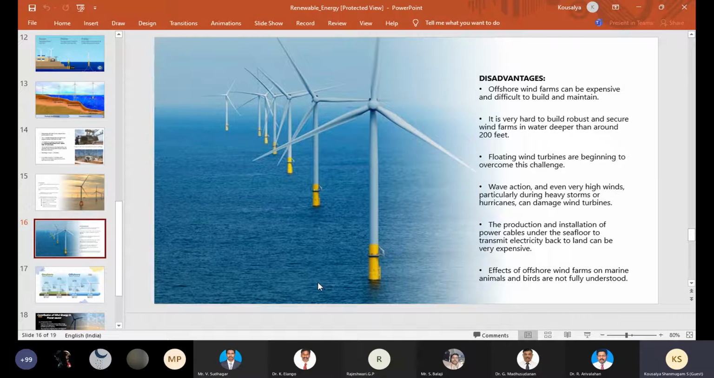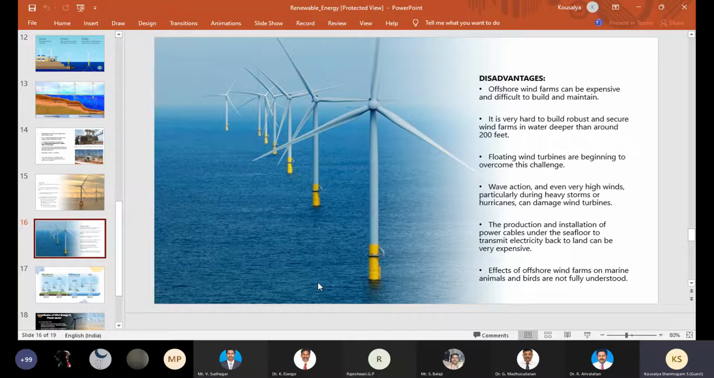And as it is placed in the ocean, if any cyclones or hurricanes occur suddenly, it may damage both the wind generator, the wind turbine, and also the ocean's aquatic animals, and it can damage the whole area also. So this is the main disadvantage.